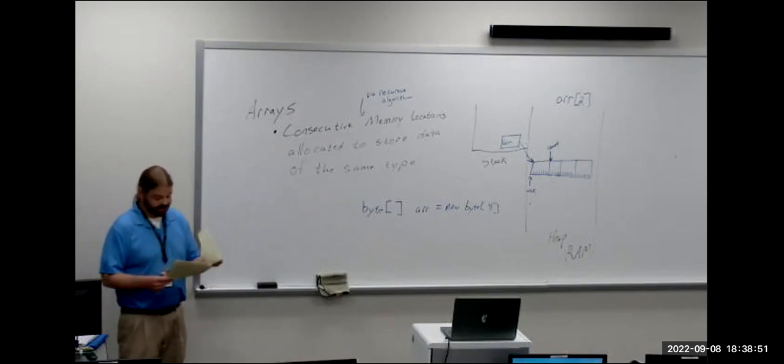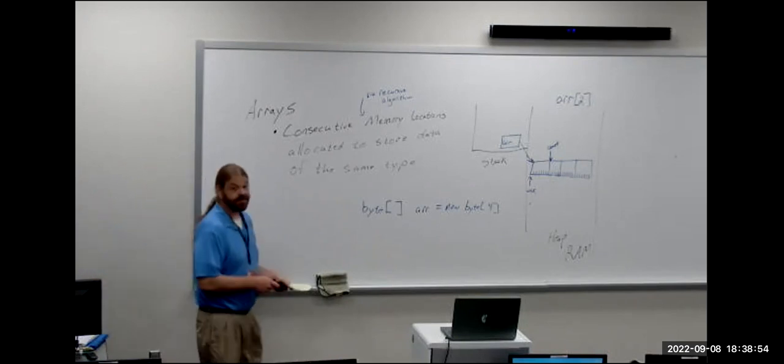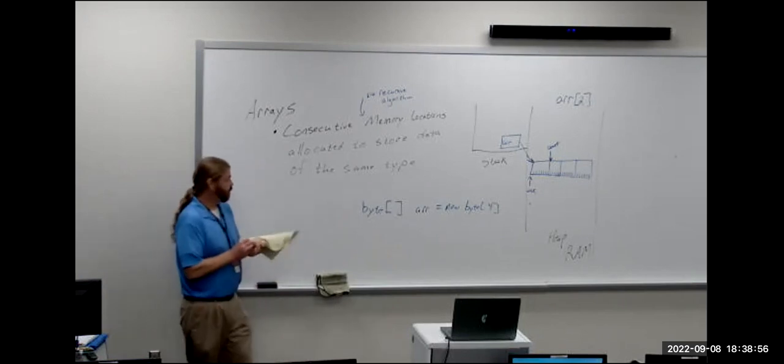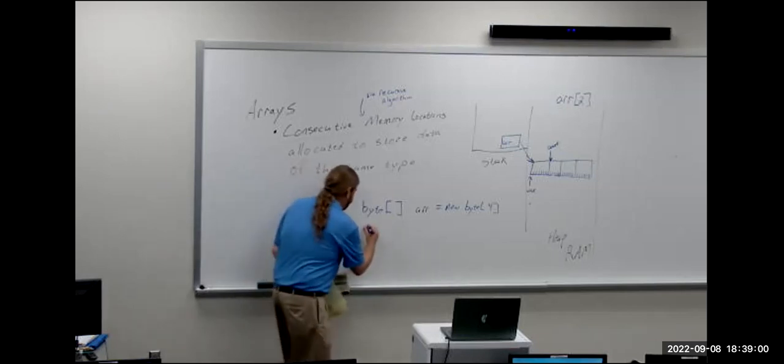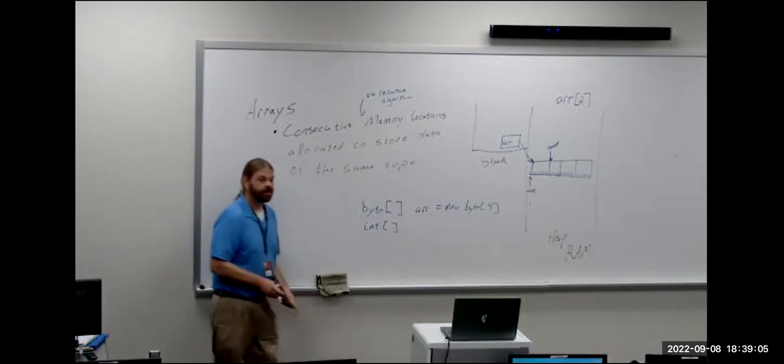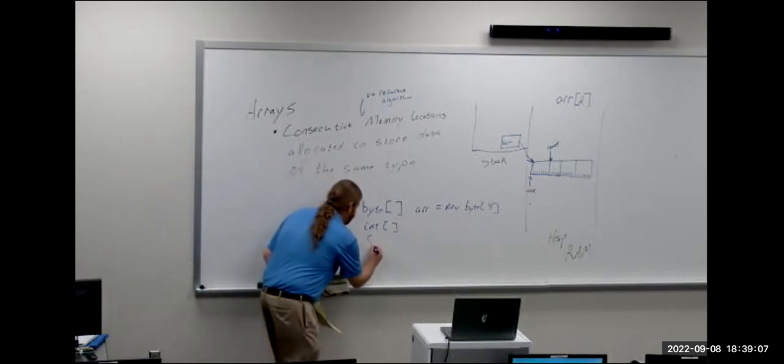Let's see, what else did I have in my notes? Arrays can be any type of thing. I wrote byte here for the first example, so that's easy to draw in the picture. But we're probably more likely to make an array of integers or an array of strings.